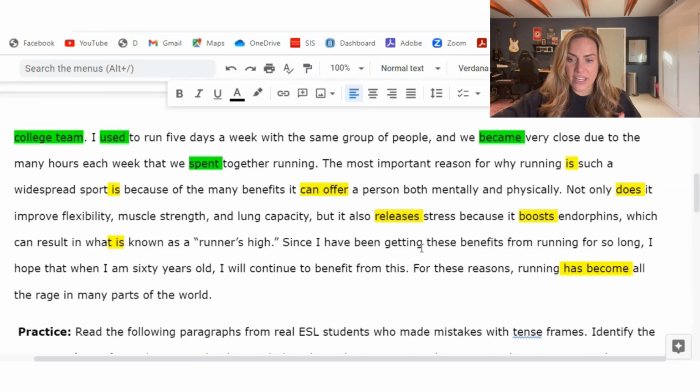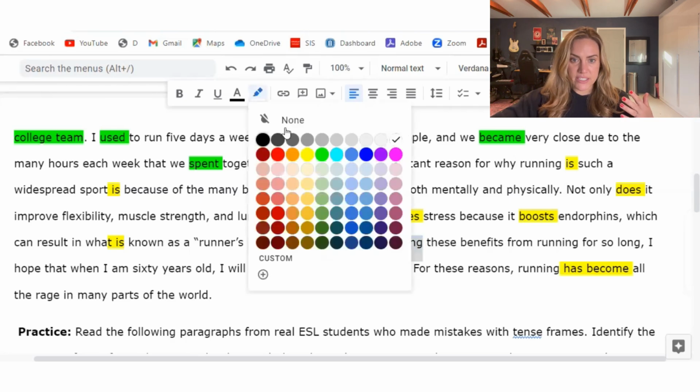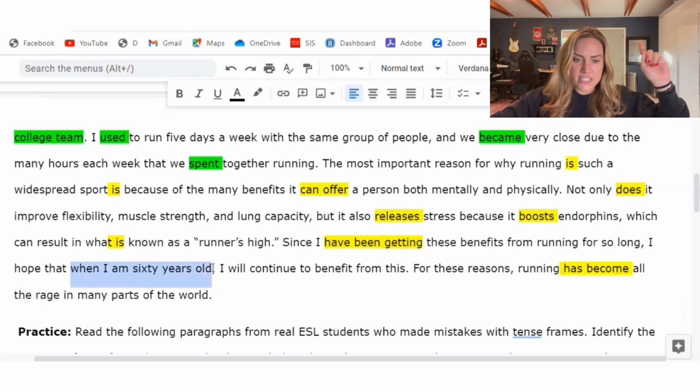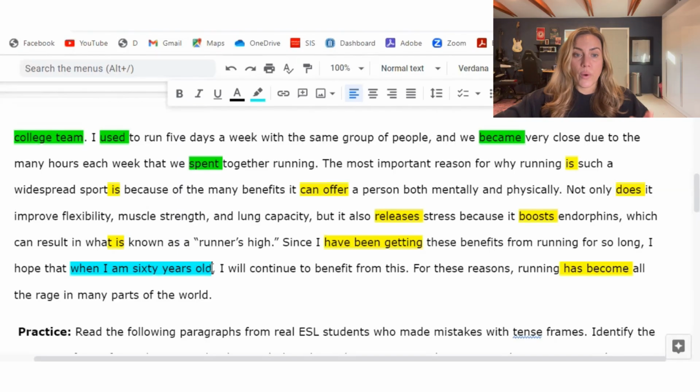Okay, so look what I did here. I shifted to the future time. I said, since I have been getting these benefits for so long, so that's present still, we're in the present time. I hope, when we hope, we're hoping for future. I hope that when I'm 60 years old, I'm going to make that blue because it's future. When I am 60 years old, I'm not 60 years old. That's happening in the future. When I'm 60 years old, I hope when I'm 60 years old, I will continue, future, to benefit from this.